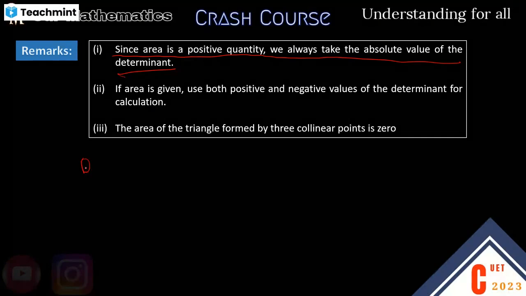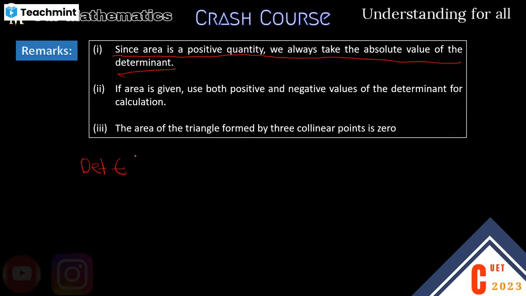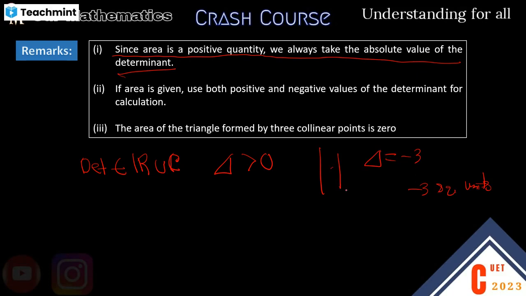Since area is a positive quantity, we always take the absolute value of the determinant. The determinant belongs to the set of real numbers or the set of complex numbers, right? So it may be positive, may be negative, but area is always positive. Area is always greater than 0. That means we have to consider the mod, the absolute value of the determinant. If the determinant is equal to -3, we do not say -3 square units of area. Area is always positive. So we take the mod of -3 and we will get 3 square units.